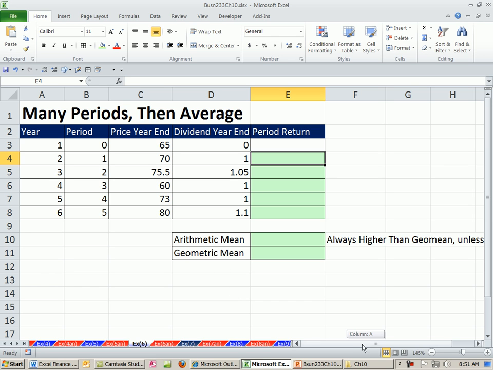Hey, so we've been talking about period returns for the last five videos. And now we want to look at past stock data. So we have a particular stock. We have the price at year end, and we have the dividends. And so now we're going to calculate all the period of holding returns and then average them.